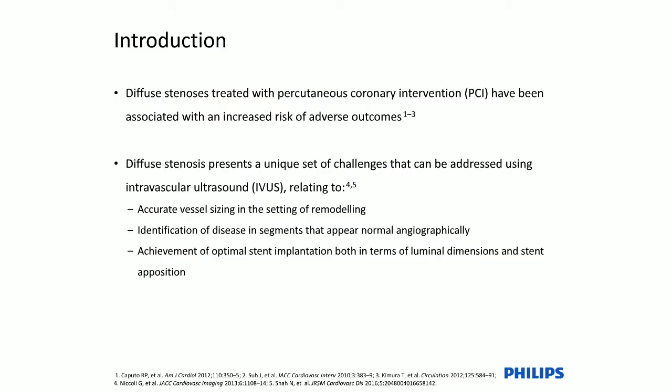As you know, diffuse disease is perhaps the most extensive manifestation of coronary atherosclerosis. It has been associated not only with poor outcomes in patients that have untreated coronary artery disease, but also, of course, for those patients that undergo a primary PCI or any form of coronary intervention.